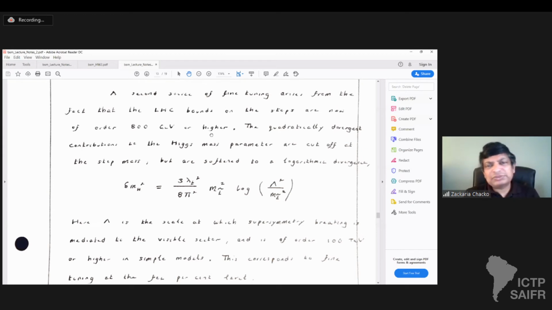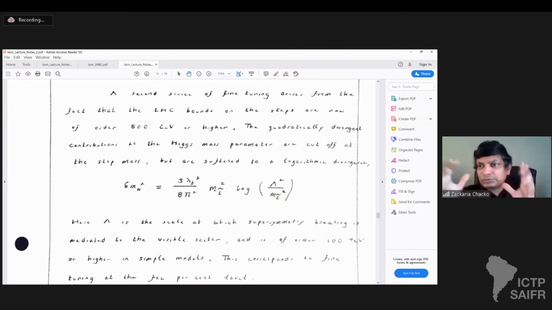Now, you might say, well, that's not too bad. The quadratically divergent contributions to the Higgs mass parameter are cut off at 800 GeV. But if you look at it in detail, what really happens is that you no longer have a quadratic divergence, but you still have a log divergence. And you get a correction to the Higgs mass squared that's proportional to the stop mass squared. But now you get this log here.